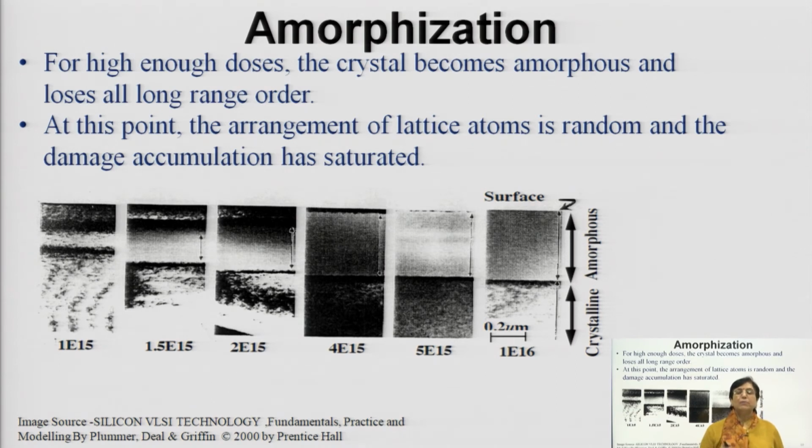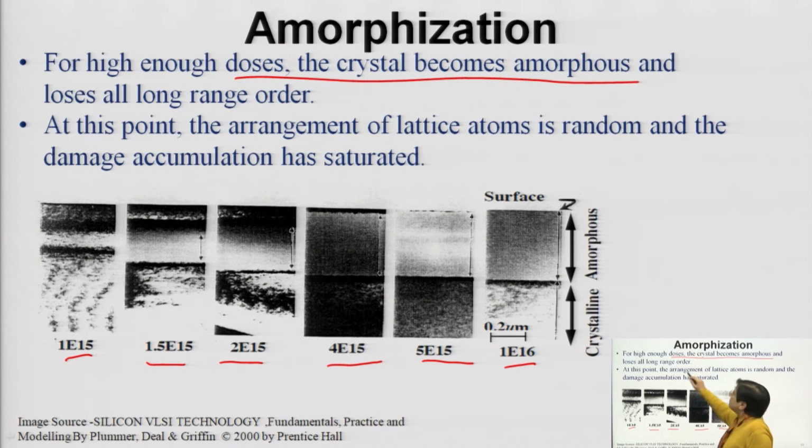Second is amorphization. With every change in dosage, how the amorphization becomes significant is shown over here. For every high dose, the crystal becomes amorphous and loses its long range order.